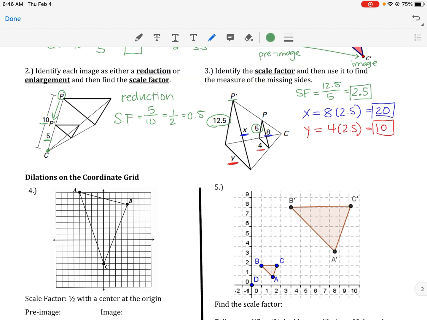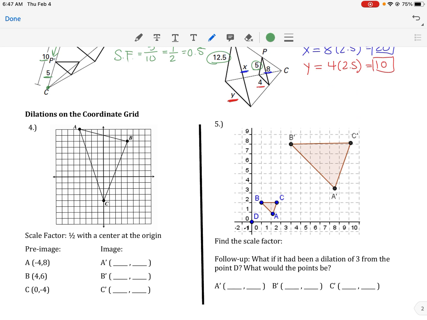Okay. Not the only way we can do it. We're going to start using some ratios in the future, but for right now, I think that will be the thing that makes the most sense to you.